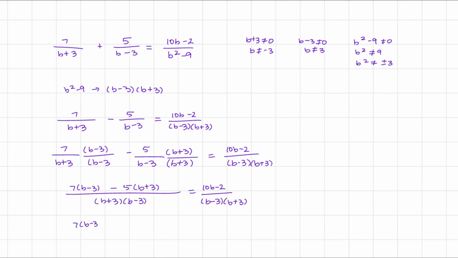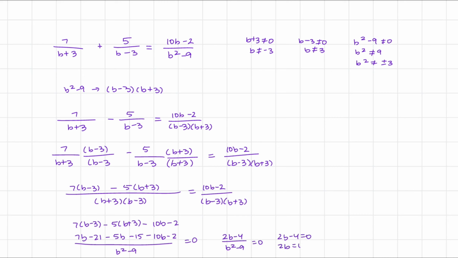So once we multiply that out, it will be 7b minus 21 plus 5b plus 15 minus 10b plus 2 is equal to 0, because remember, we want to move it to one side, all over b squared minus 9. Once you add all of that together, it's just 2b minus 4 over b squared minus 9, and that equals 0. 2b minus 4 is equal to 0. 2b is equal to 4. b is equal to 2.